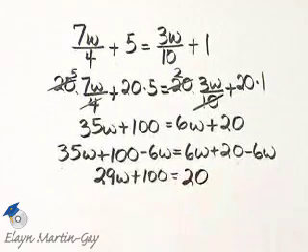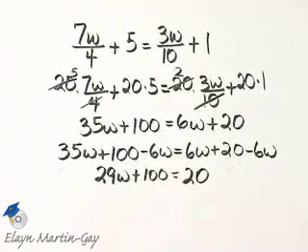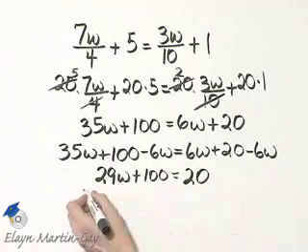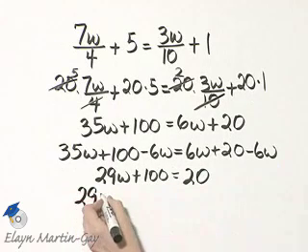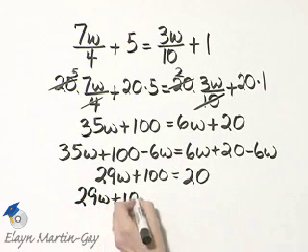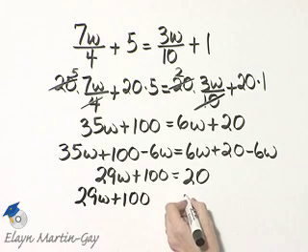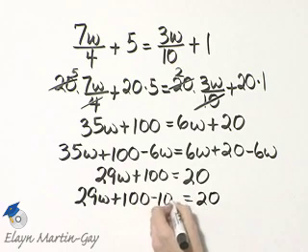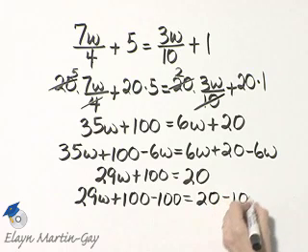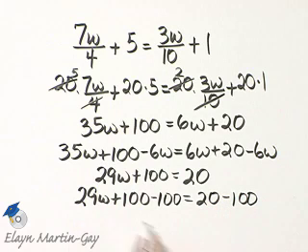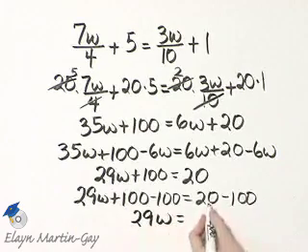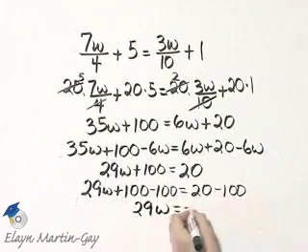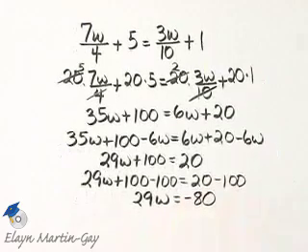How do I finish solving? I will subtract 100 from both sides. So here's my left side, 29w plus 100, leave a little space, is equal to 20. I will subtract 100 on the left side, do the exact same thing on the right side. The 100 subtract out, and I have 29w is equal to 20 minus 100, that's negative 80.